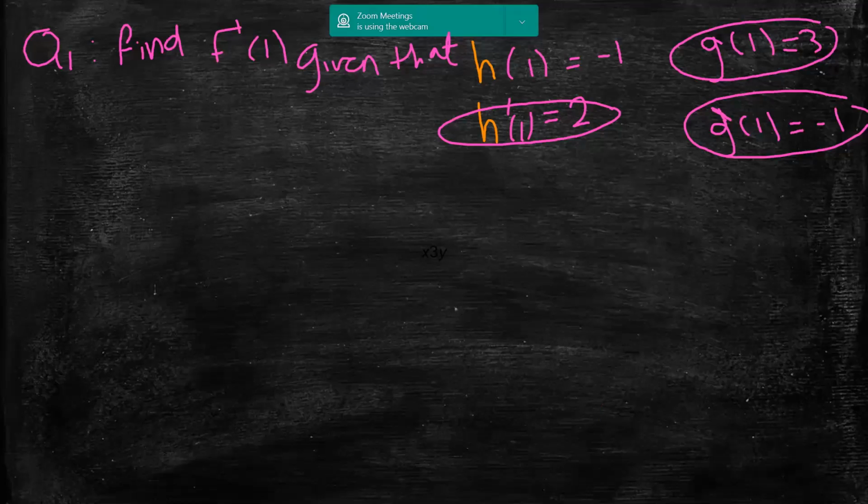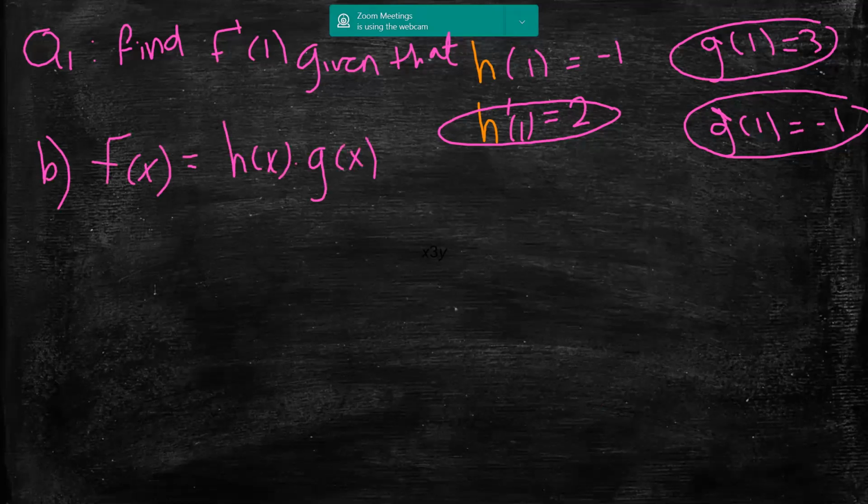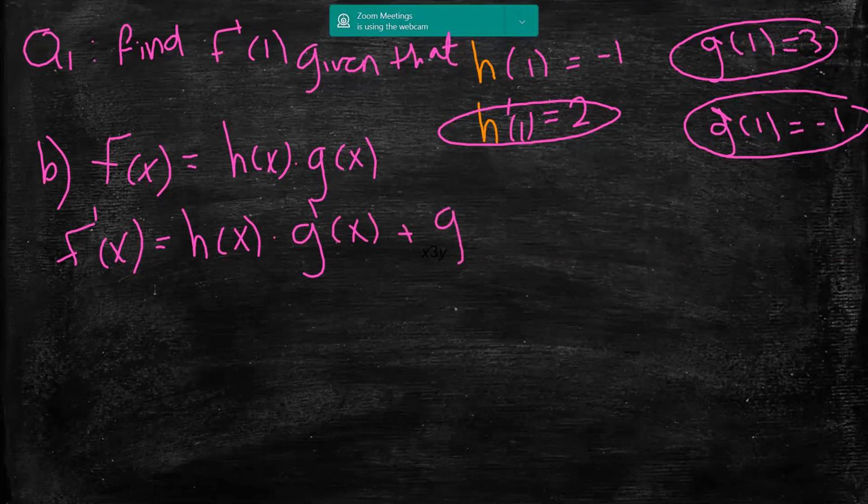Now, B. If f of x is h of x times g of x, I want now to find f prime of x. Here, as you say, we have two functions that are multiplied. So the first function times the derivative of the second one plus the second function times the derivative of the first one.